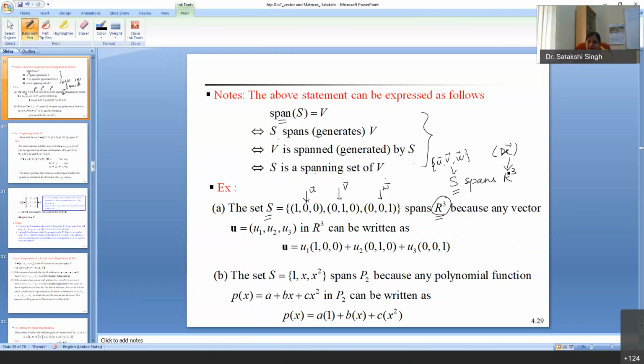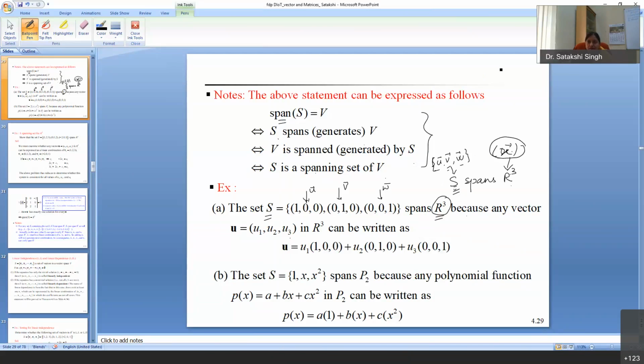So if we are able to write any general or arbitrary vector x in R3 as a linear combination of these three vectors, then we will say that this set S, which has the vectors u, v, w, is a spanning set for the vector space R3.